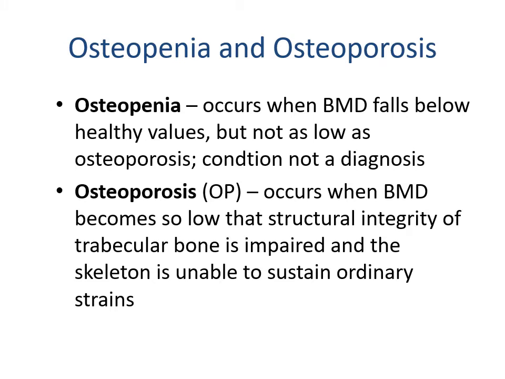Now looking at our diseases, so we have osteopenia. This occurs when bone mineral density falls below healthy values, but not as low as osteoporosis. So osteopenia is considered a condition and not a diagnosis. And then we have osteoporosis, which occurs when bone mineral density becomes so low that structural integrity of trabecular bone is impaired and the skeleton is unable to sustain ordinary strains.